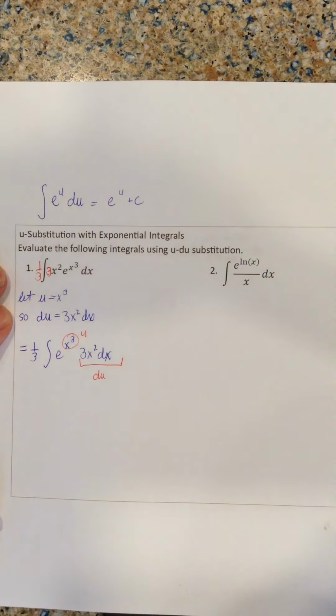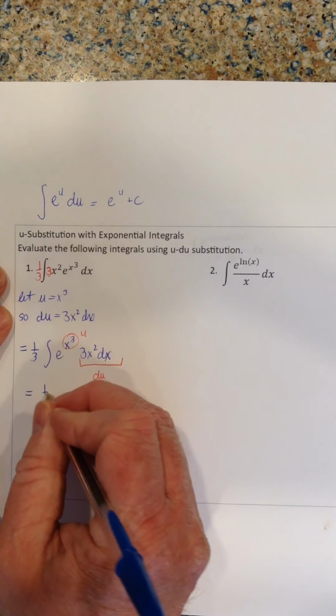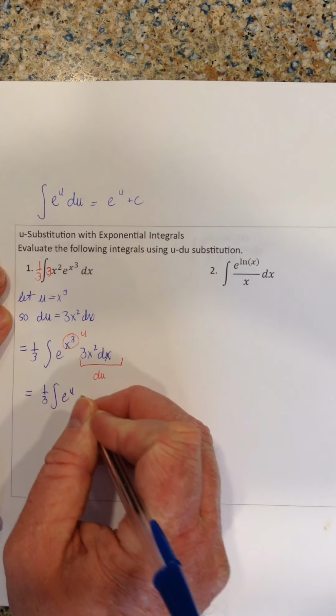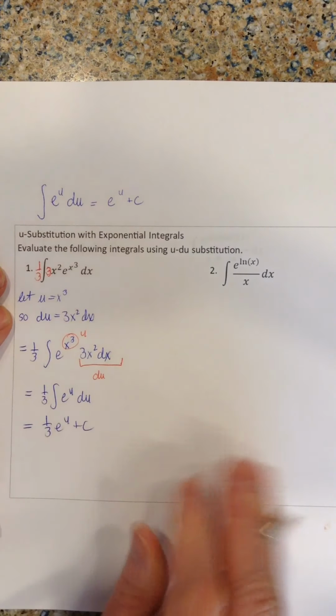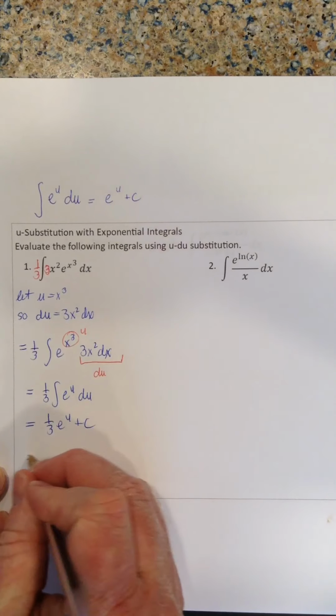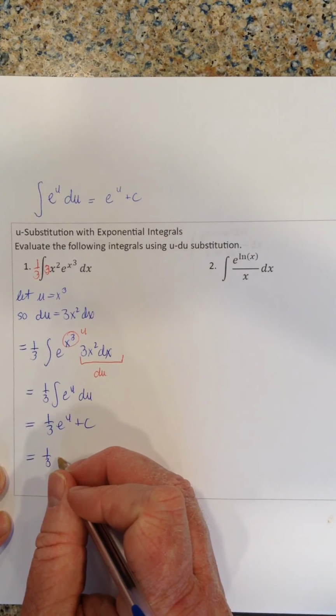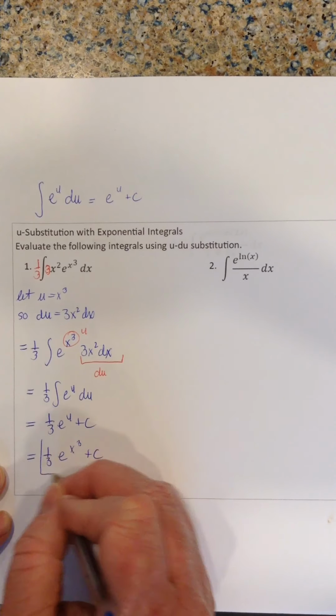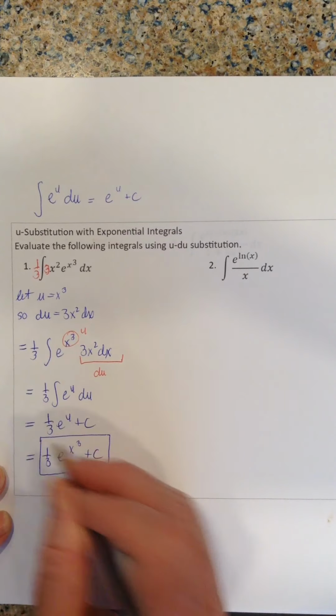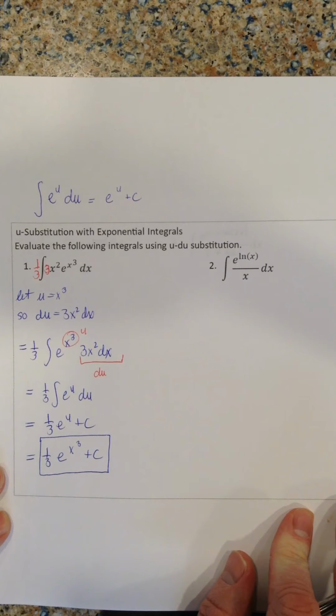Alright, so 3x squared dx is du. This part here is my u. So I get the integral of 1/3 e to the u du. And that's 1/3 e to the u plus a constant of integration c. So that's 1/3 e to the x cubed plus c, and you can check that by using derivatives as long as you remember to do the chain rule.